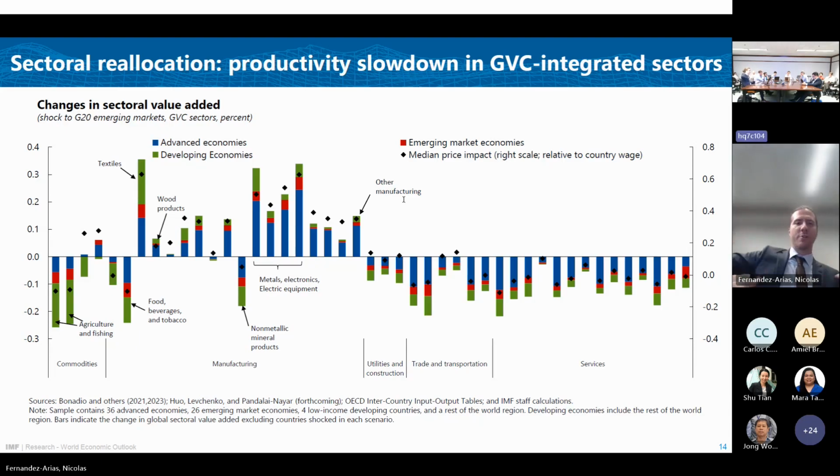And these heterogeneous responses follow the price signal. The black diamonds indicate the median change in the price relative to the country's aggregate wage in the model in response to these shocks.